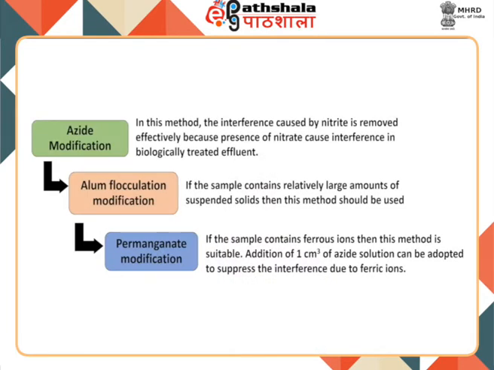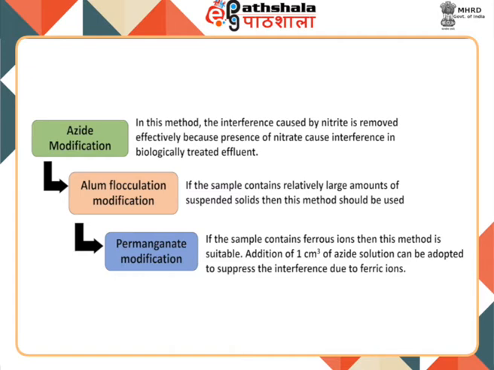In this method, the interference caused by nitrite is removed effectively because the presence of nitrate causes interference in biologically treated effluent. Number 2, alum flocculation modification. In this, if the sample contains a relatively large amount of suspended solids, then this method should be used. Number 3, permanganate modification. If the sample contains ferrous iron, then this method is suitable.